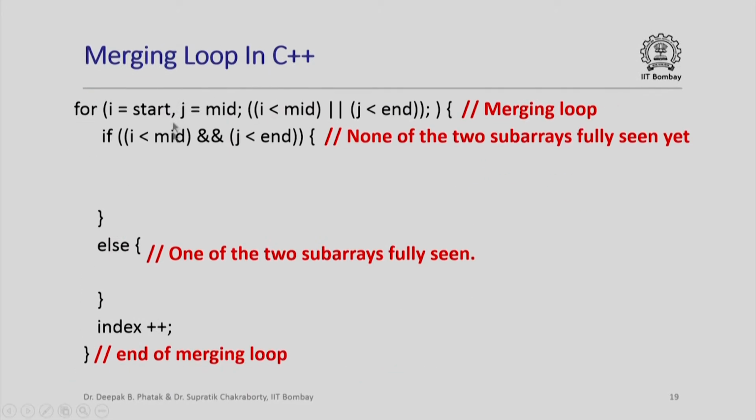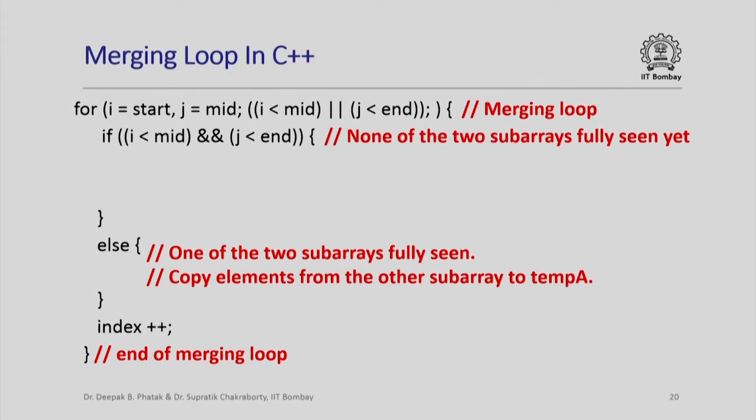Now if I take a closer look at the merging loop, then there are two cases to consider. First is when none of the two sorted subarrays have been fully seen yet. Basically both i is less than mid as well as j is less than n, and the other case is when one of the two subarrays is already fully seen. Now this is the easier case. What do we do then? We simply copy elements from the other subarray to temp A.